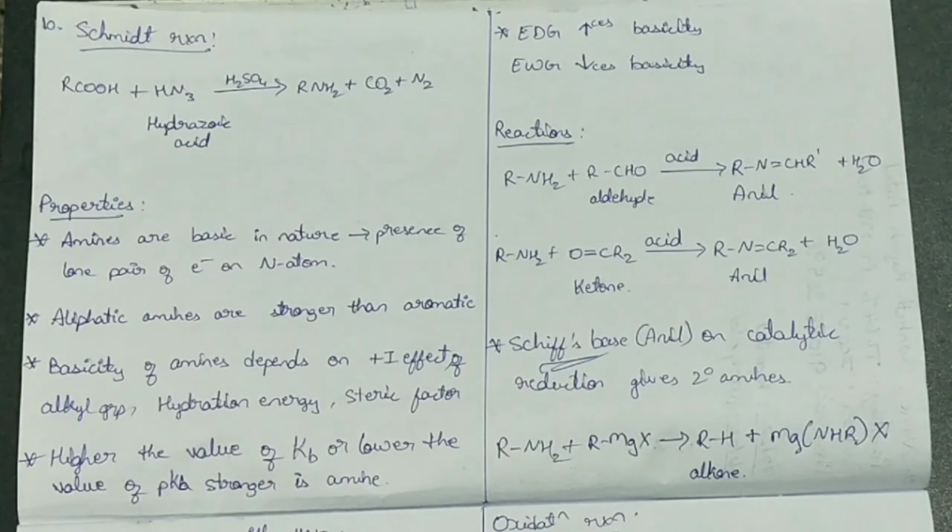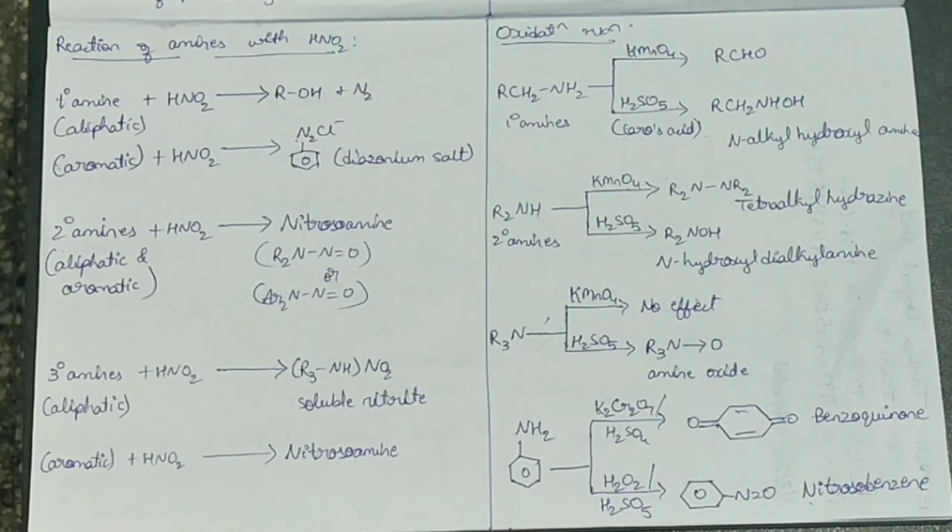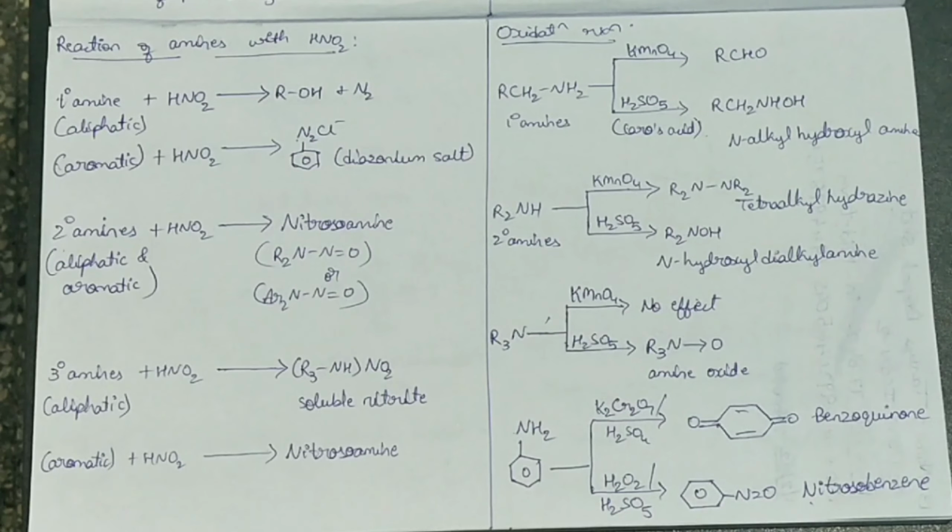Another important reaction: primary amine reacting with a Grignard reagent gives an alkane. Next, amines reacting with HNO2: aliphatic primary amine with HNO2 gives an alcohol. Primary aromatic amine reacting with HNO2 gives a diazonium salt. Next, secondary amines: both aliphatic and aromatic secondary amines reacting with HNO2 give a nitrosoamine. Aliphatic tertiary amine reacting with HNO2 gives a nitrite salt which is soluble.